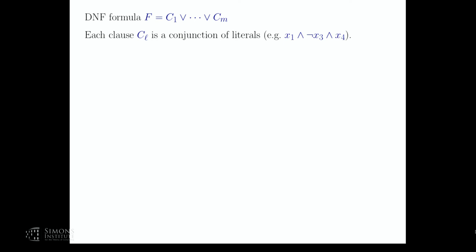If you get lost a bit when I give the proof of the switching lemma, then at least this gives some of the intuition for what's going on. Okay, so let's consider now a DNF formula f which contains m clauses. So it's C1 or up to Cm. Each clause Cl is going to be a conjunction of literals, so x1 and not x3 and x4, etc.